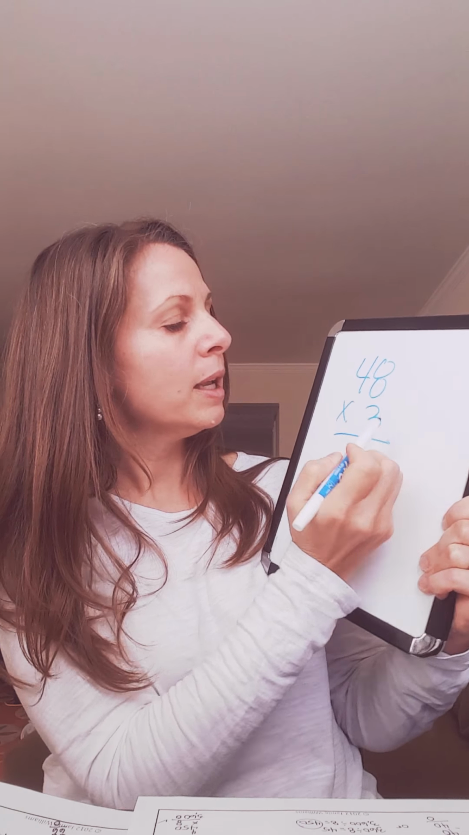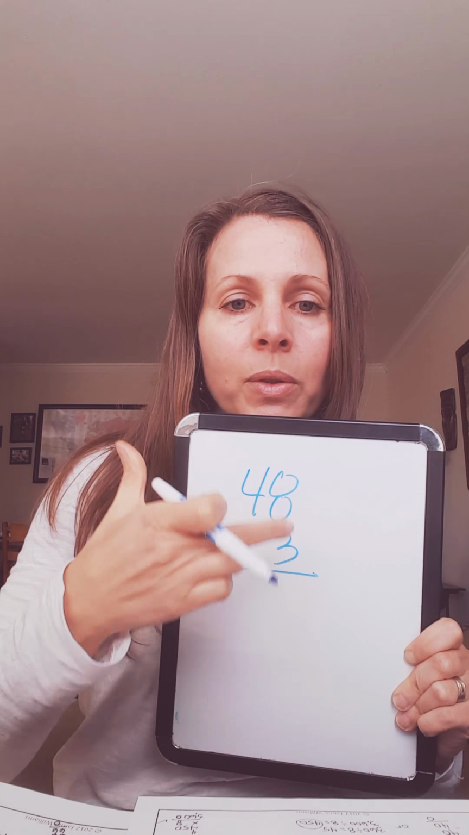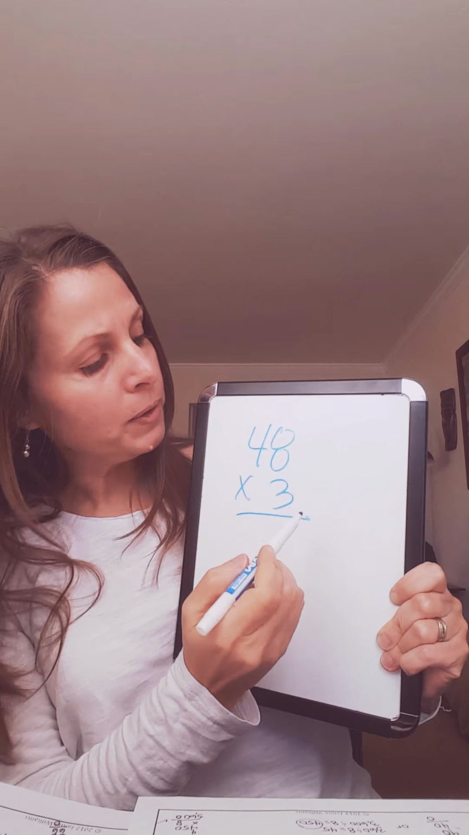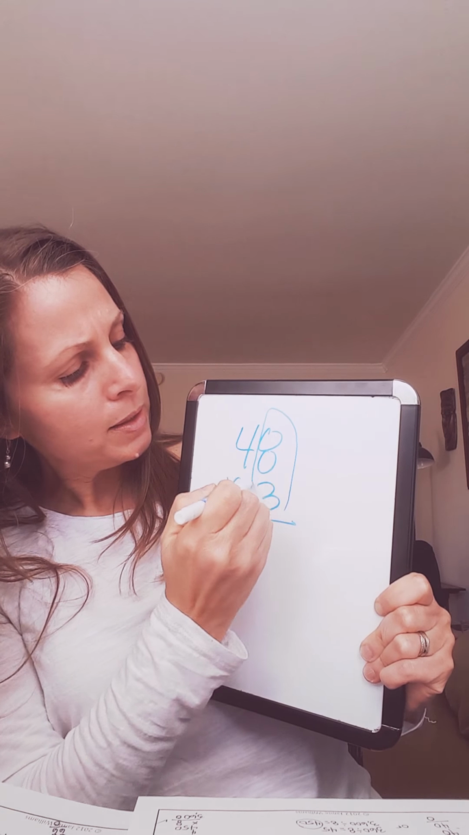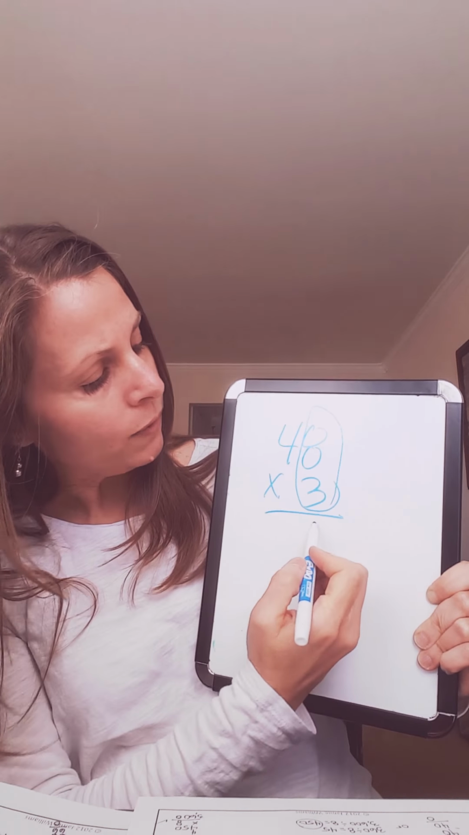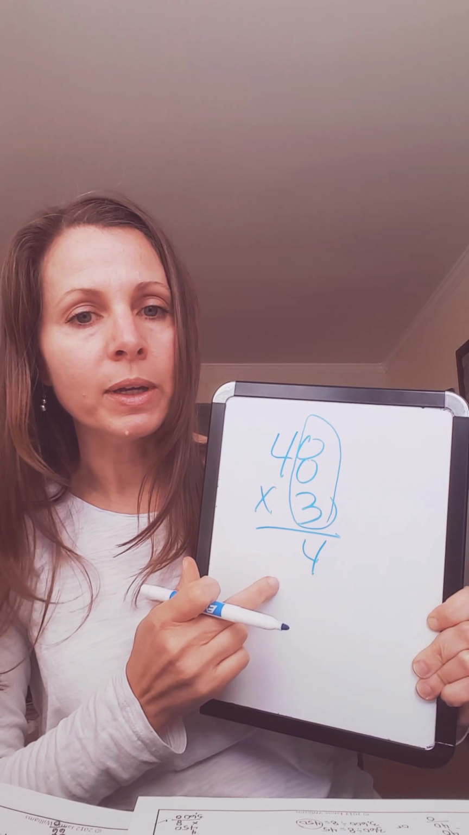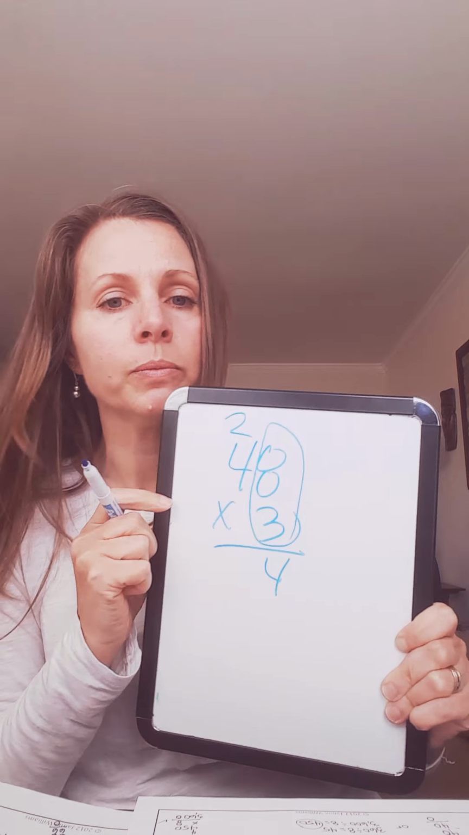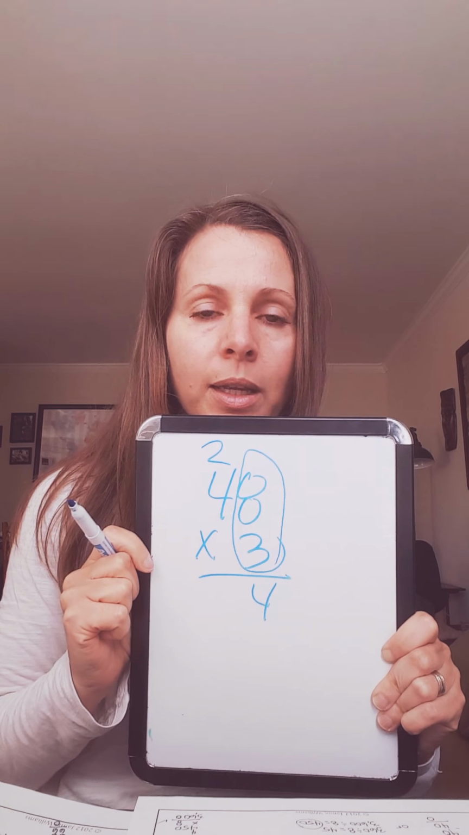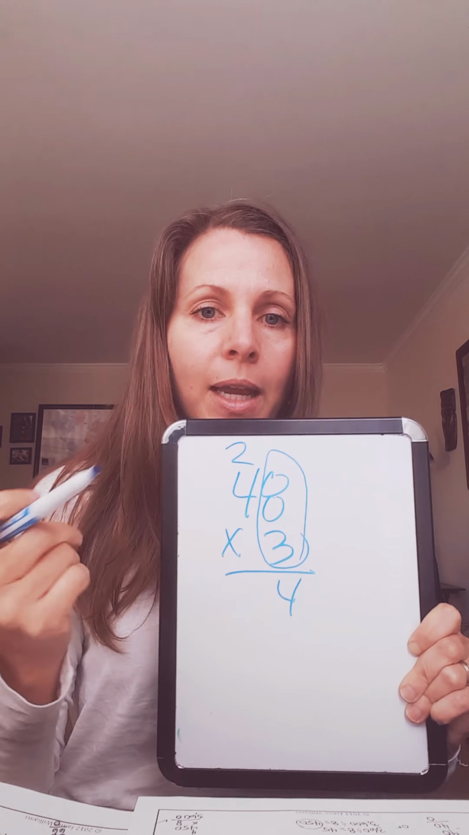All right, let's see. 48 times 3. I put the 3, line it up in the ones, okay? My first step is the ones. 3 times 8 is 24. So I put the 4 in the ones, and I have to regroup the 2. Okay? My next step is to take care of the tens.